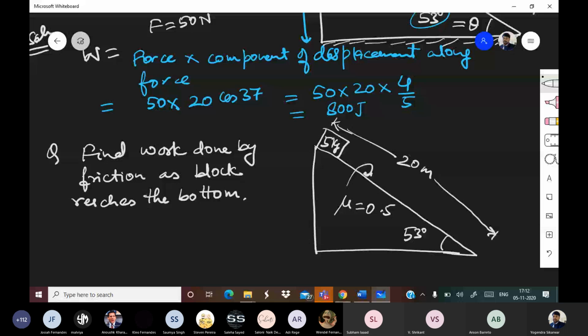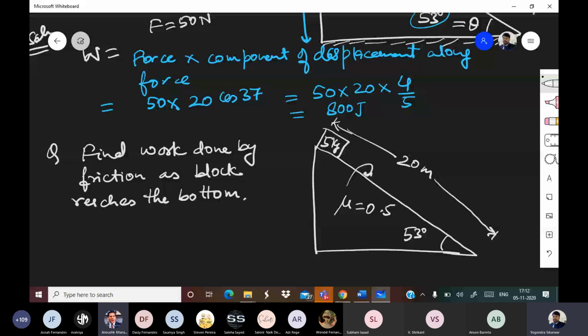5G sine, because this is 53 degree. It's 13, kinetic friction.